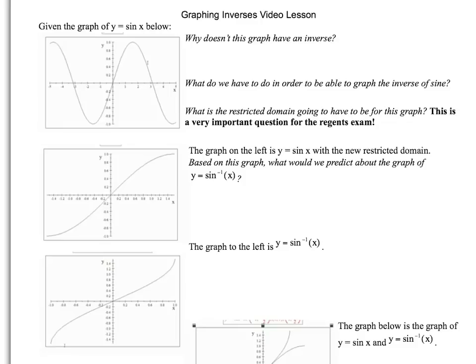Okay, this is the last video of the unit, and it's graphing the inverses. Inverse sine, inverse cos, and inverse tan. All your pictures are done for you. Just follow along with me so you can see what I'm doing here. Right now, we've talked a little bit about inverses, but why doesn't this sine graph I have below have an inverse?